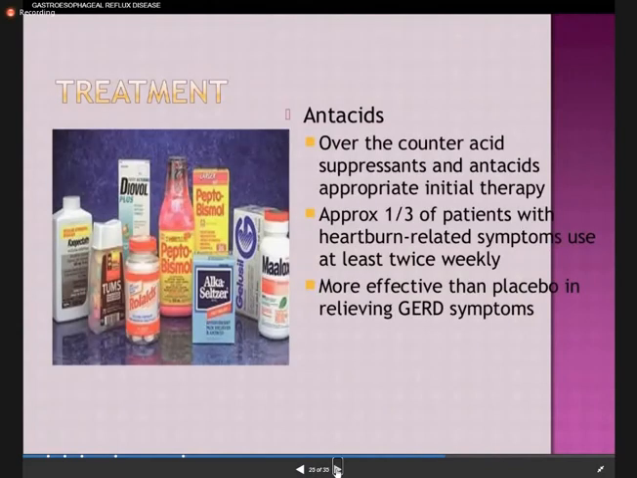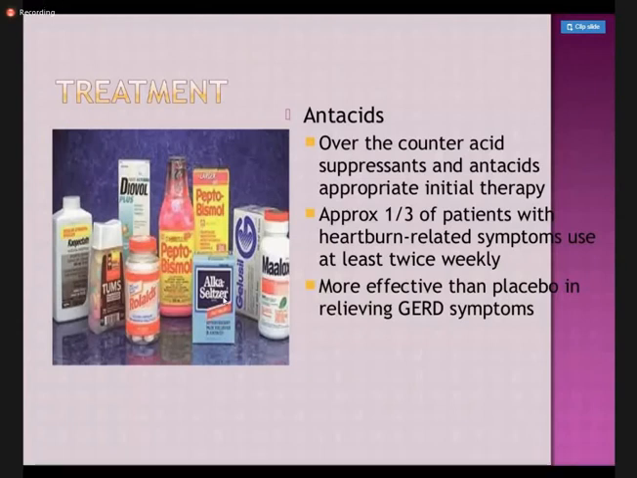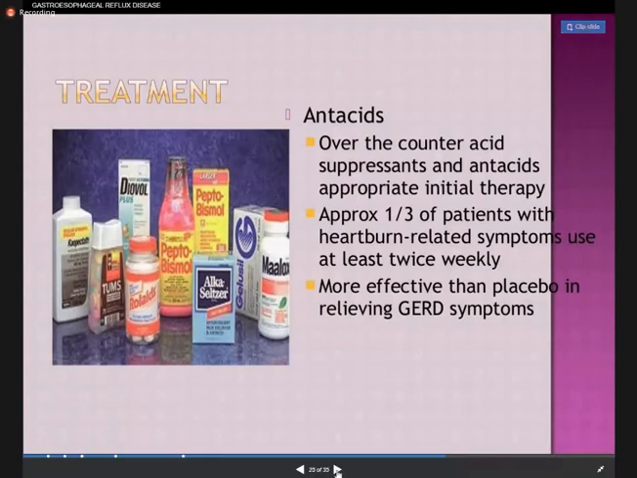This is the initial treatment, which is the OTC, over the counter antacids. Over the counter acid suppressant antacid is an appropriate initial therapy. And usually patients have exhausted these options before coming to you. Approximately one third of the patients with heartburn related symptoms use them at least twice weekly, and they are more effective than placebo in relieving their GERD symptoms.